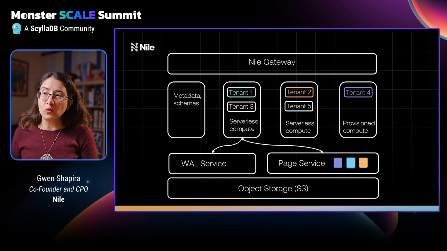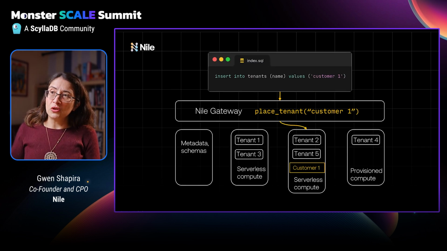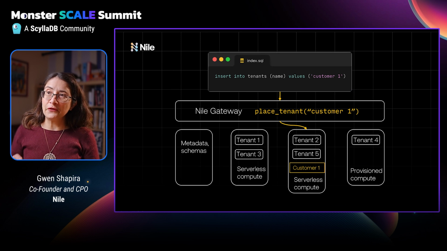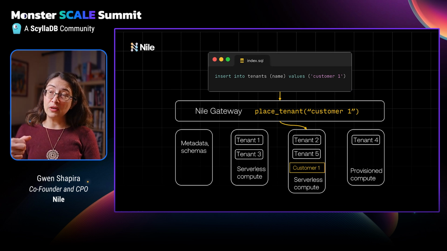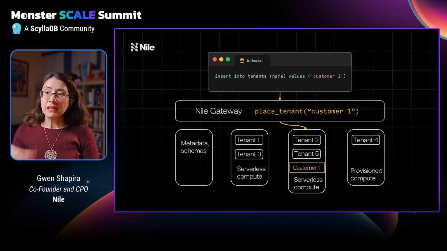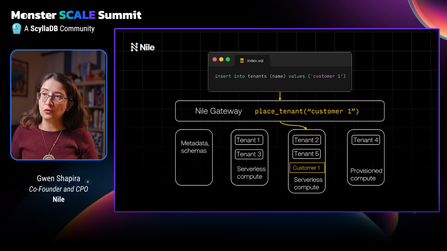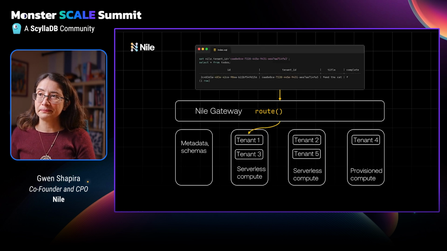So how does it actually work? Well, let's say that you want to create a tenant. This is fairly straightforward. You do insert into tenants. It goes to the gateway, which intercepts this query and handles tenant placement based on either what you told us you want or loads on different machines. We'll find the machine for that tenant and we'll create it over there.